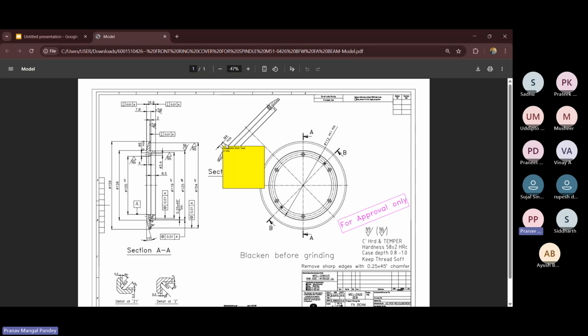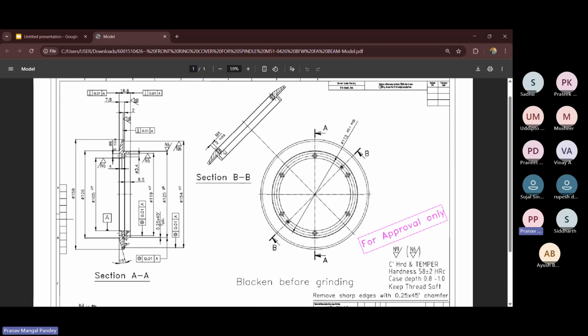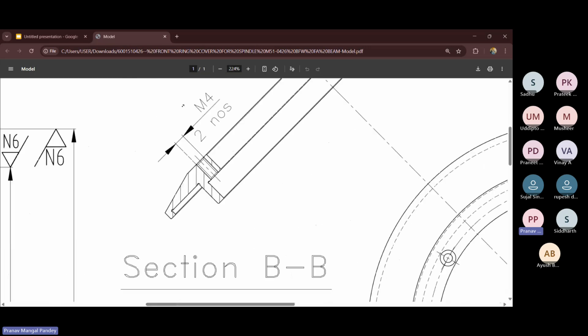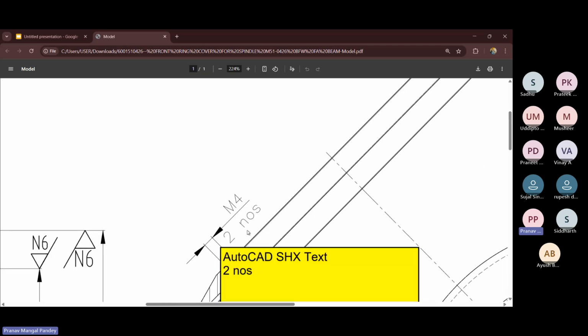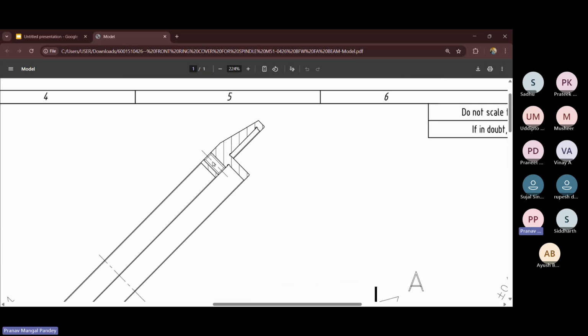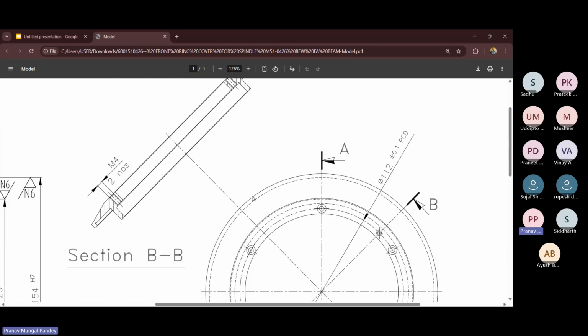So even in the cross section, what is going on, even which screws, if there are screws inside it, which type of screws are being used. Here, for example, it is an M4 screw written here. And how many? Two numbers. One is here, one is over here. So those things are also written in the detail view.